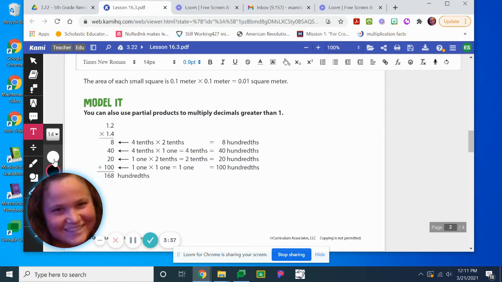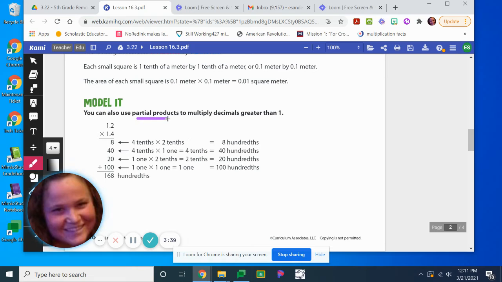And then down here, I know most of you love your partial products. So here's the tricky part. Are you ready? How did they do this? It looks like they did 4 times 2 first and they got 8. And 4 tenths times 2 tenths, when you do a tenth times a tenth, you get a hundredth. So that's why they have 8 hundredths. They have an 8 there.